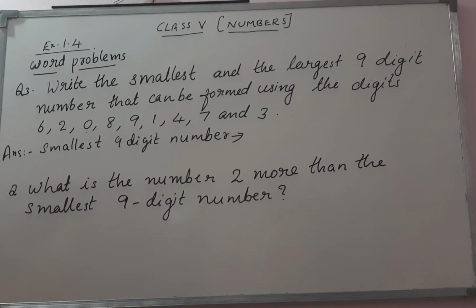There is no other condition given, only they asked you to form the smallest and largest 9-digit number. But the concept is, if you want to find the smallest 9-digit number, you have to write the digits in ascending order. If you want to find the largest 9-digit number, you have to write that in descending order. So we can go to how to find the smallest 9-digit number. I told you to write the digits in ascending order.